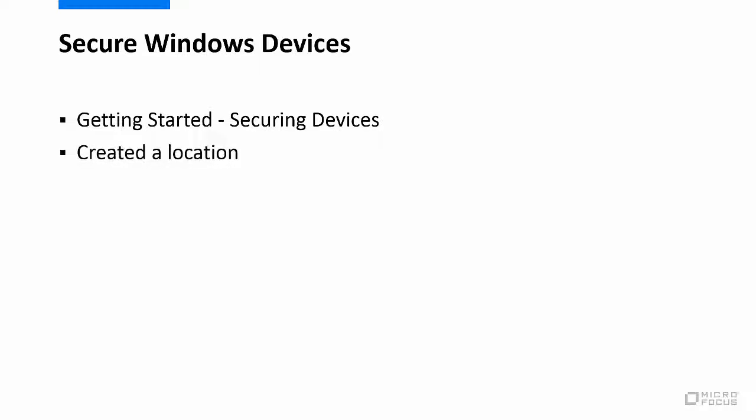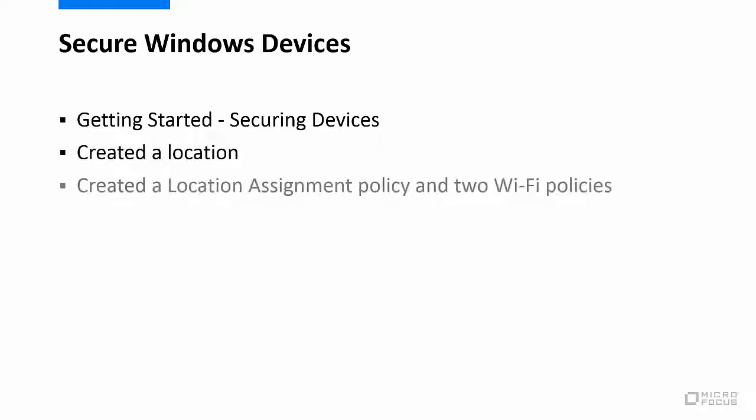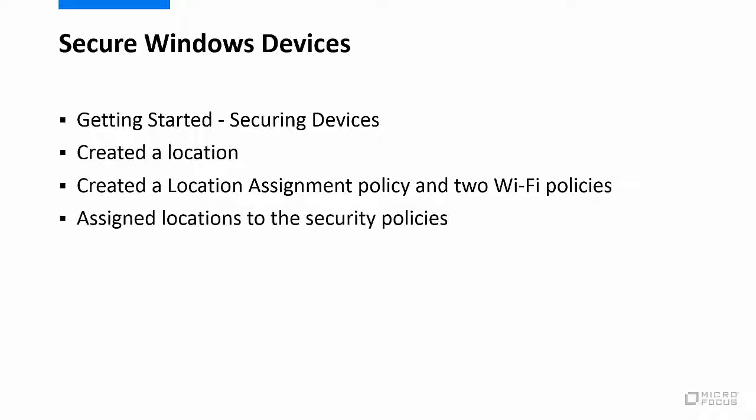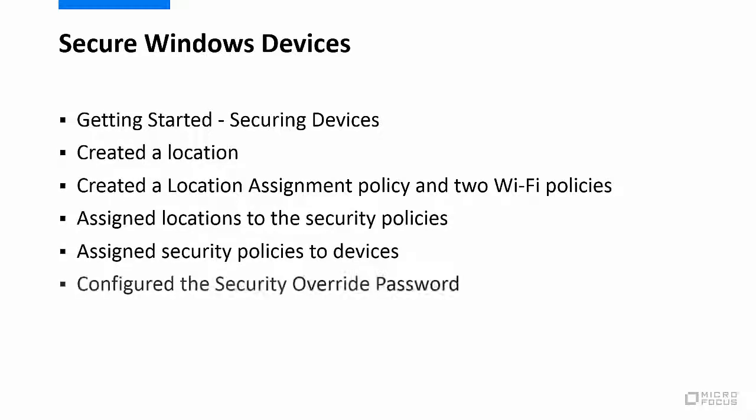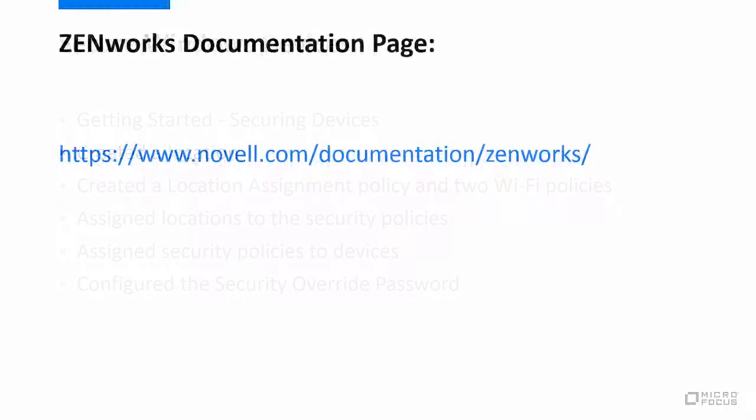In this video, we've demonstrated how to begin securing your Windows devices using direct links from a single Getting Started page called Securing Devices. This included creating a location assignment policy, and assigning locations to security policies and security policies to devices or users. We've also demonstrated how to configure the security override password. For more information about using ZENworks security products, watch the other Getting Started videos or see the ZENworks documentation page.